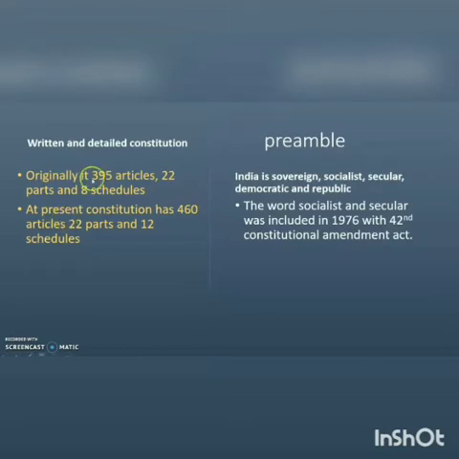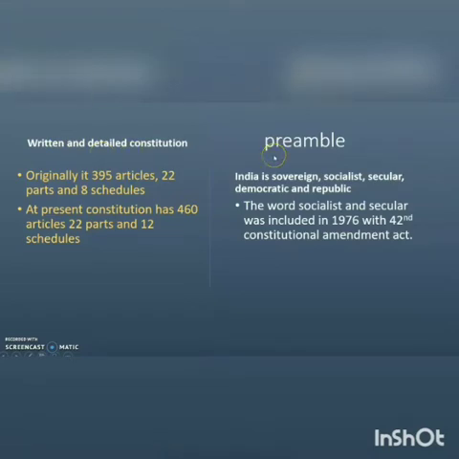So let us discuss. Originally, on 26th January 1950, we had 395 articles, 22 parts and 8 schedules. But at present, we have 460 articles, 22 parts and 12 schedules. Look at the figures: 460 articles, 22 parts and 12 schedules. It's not easy. The constitution is such a detailed constitution. Each and every article has been clearly explained. That's why we say our constitution is a written and detailed constitution.